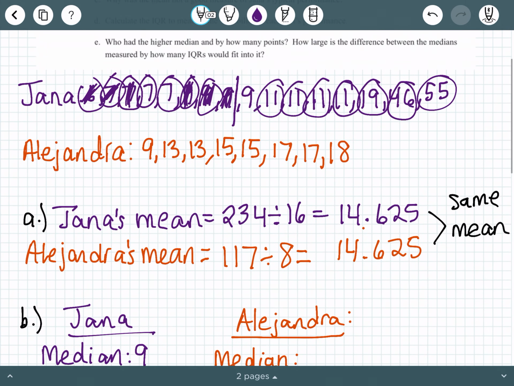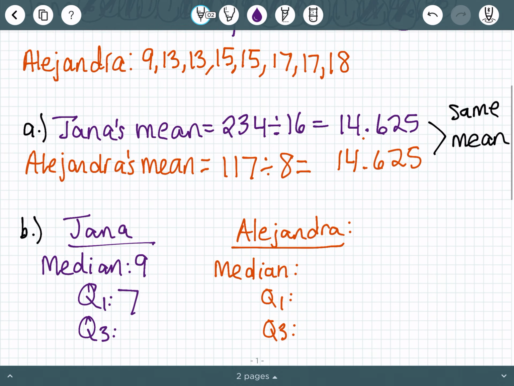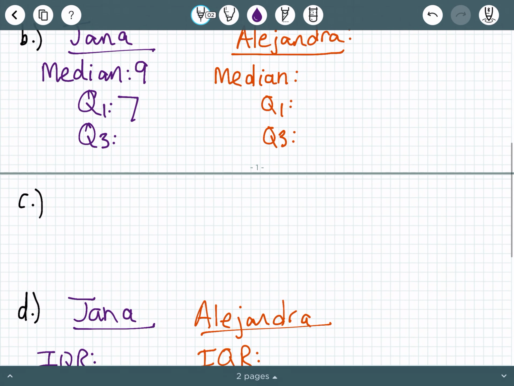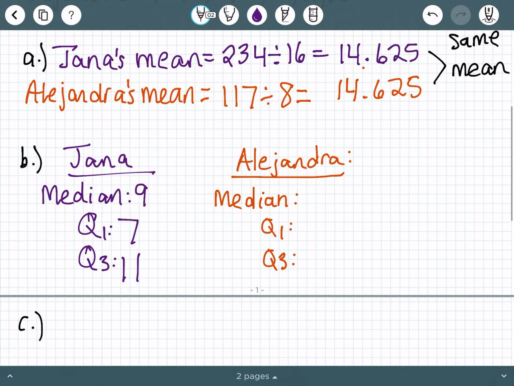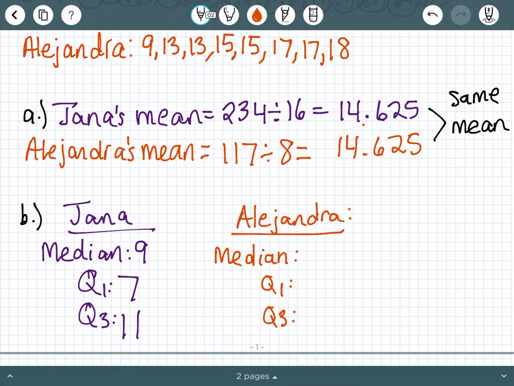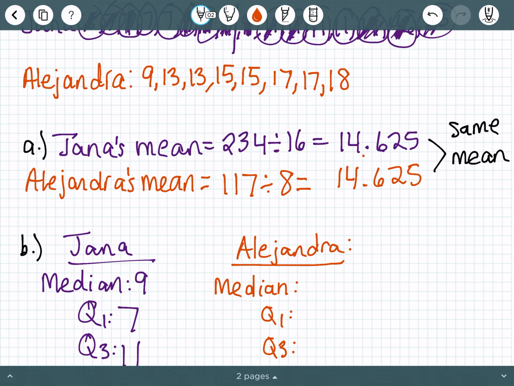And then an upper or a third quartile. Again, that's going to be the median of the upper half of the data. So it looks like it's between 11 and 11 here, so that average is going to be 11. All right, now we're going to do the same for Alejandra. Let's find the median first. All right, median is between 15 and 15, so Alejandra has a median of 15.